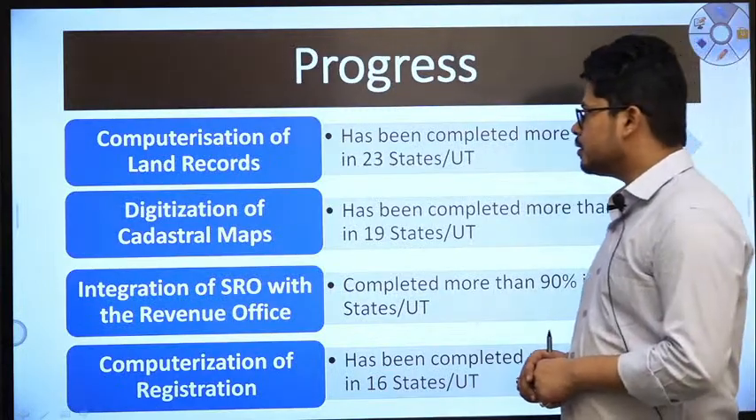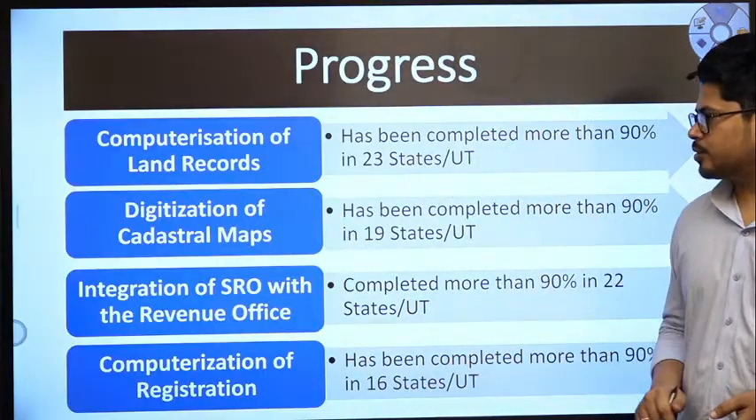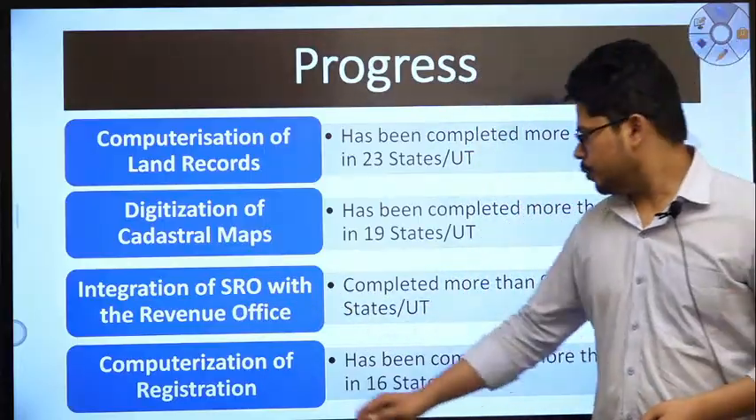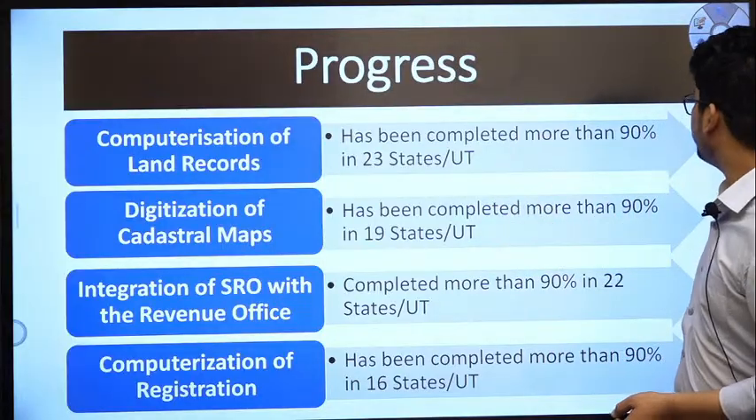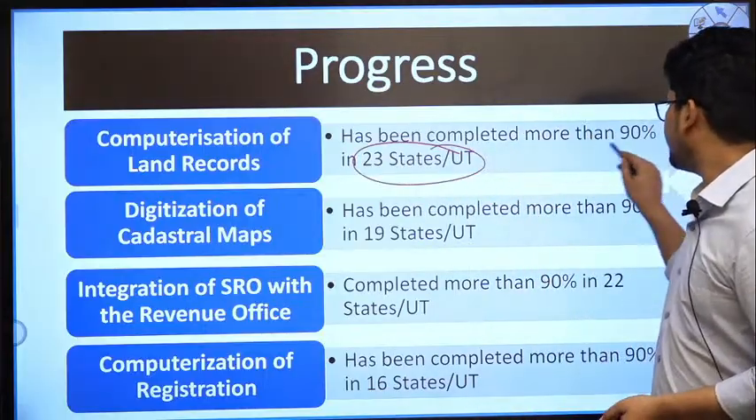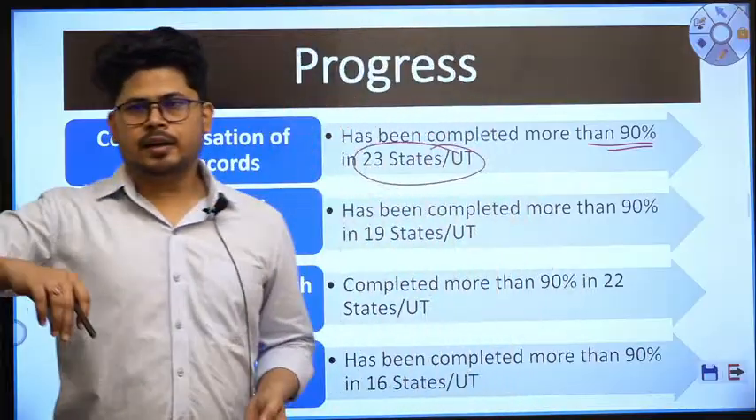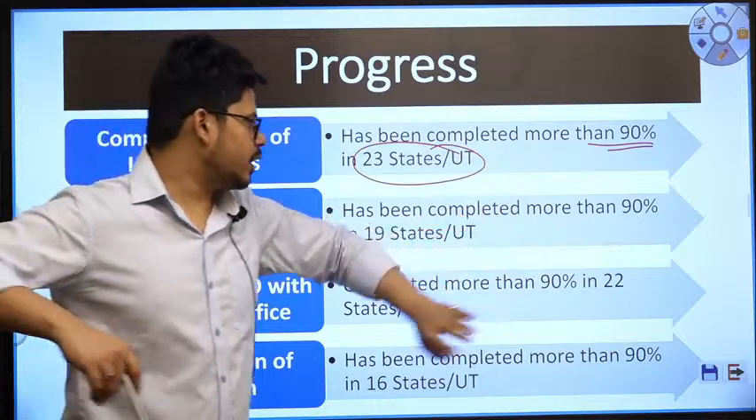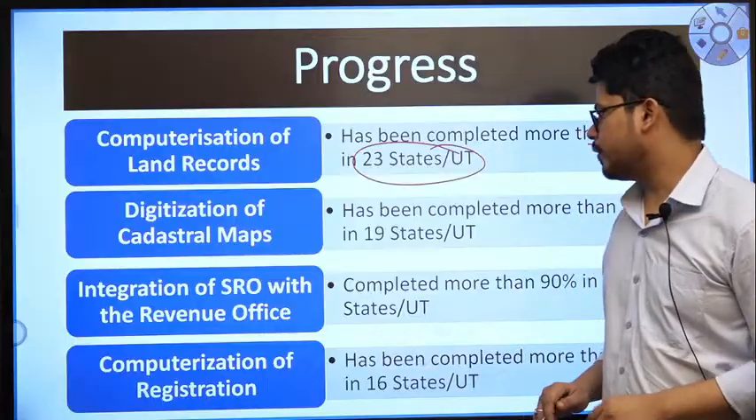Now progress: computerization of land records, digitization of cadastral maps, integration of SRO with revenue offices, and computerization of registration. Computerization of land records has been completed in more than 23 states, by more than 90%. That means this scheme is nearing its completion. In updating digital cadastral maps, work is around 90% done in 19 states.